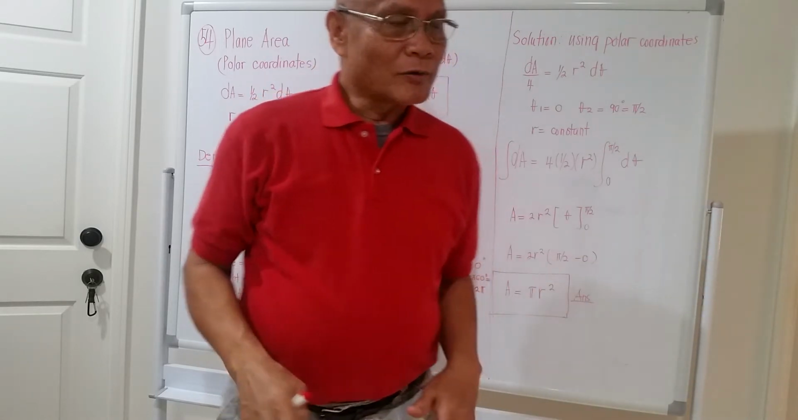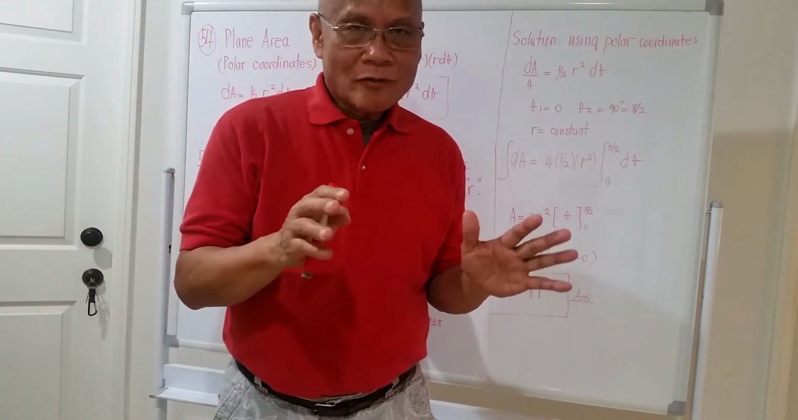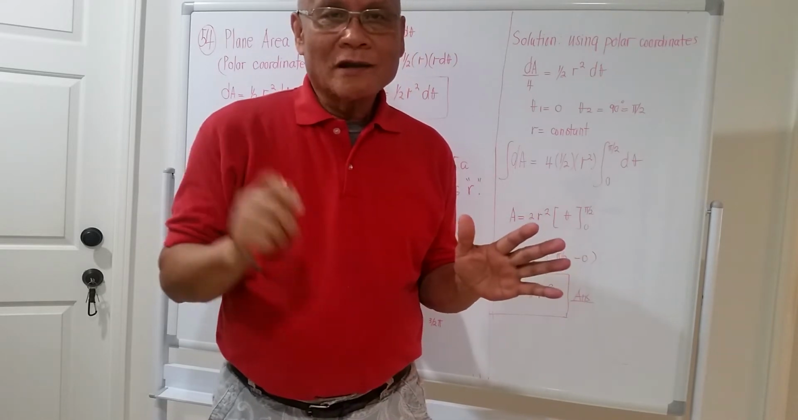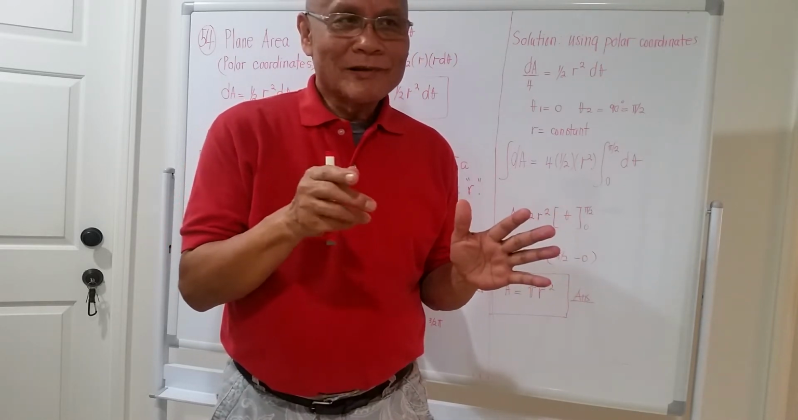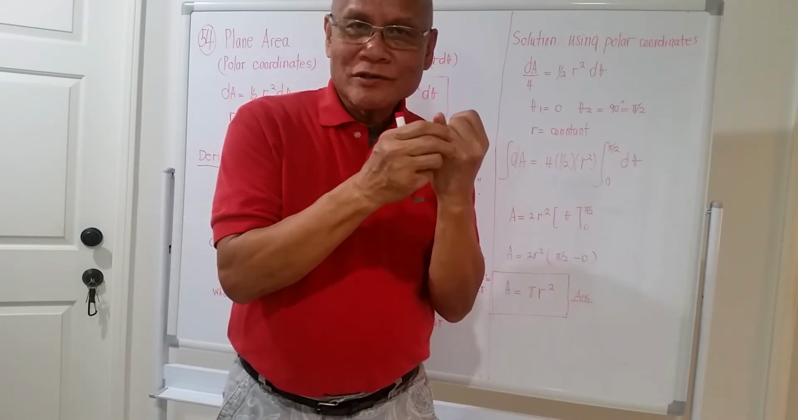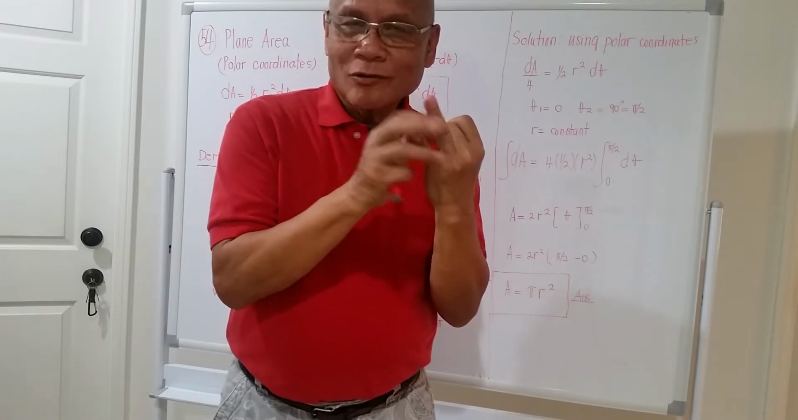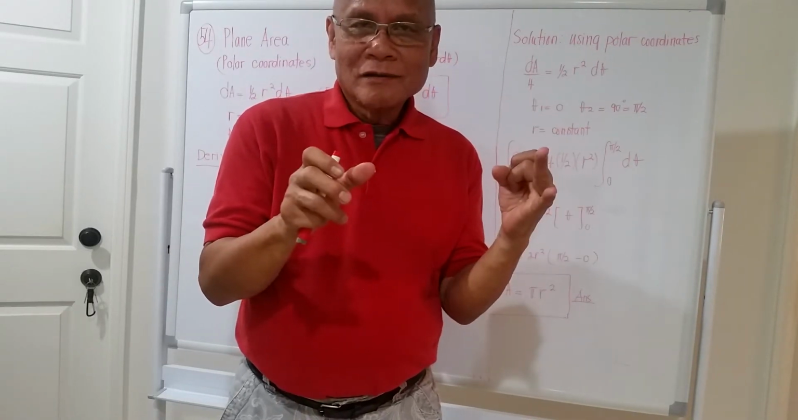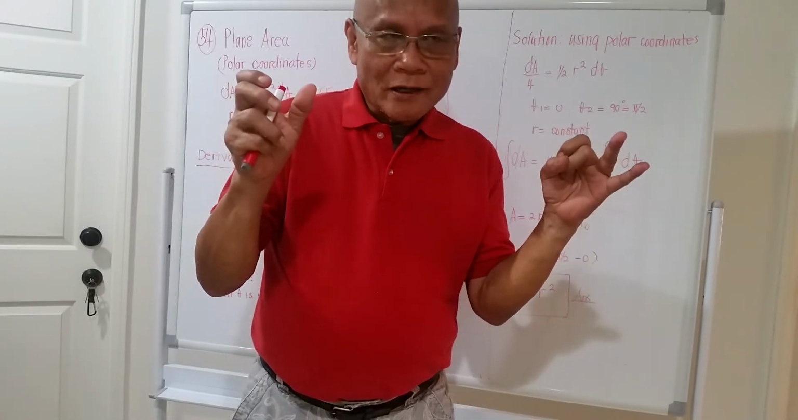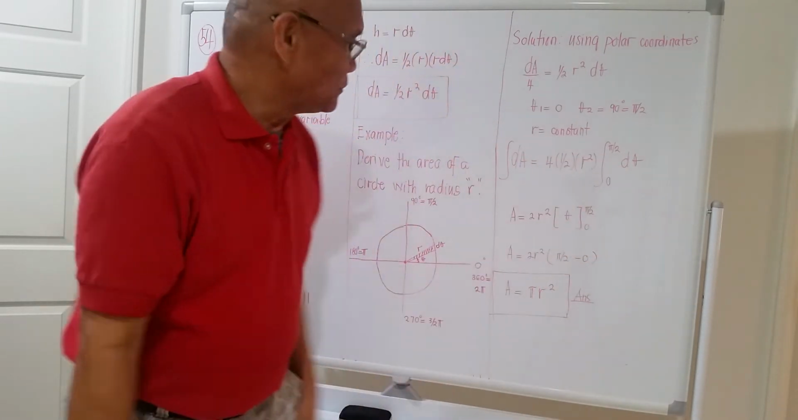What is polar coordinates? Polar coordinates, the given equation should be in terms of radius and angle. Polar meaning angle. Okay? So there should be a constant or variable radius and constant or variable angle. Okay, I will try to bring out the formula and I will show you how it was derived. Okay, let's proceed.